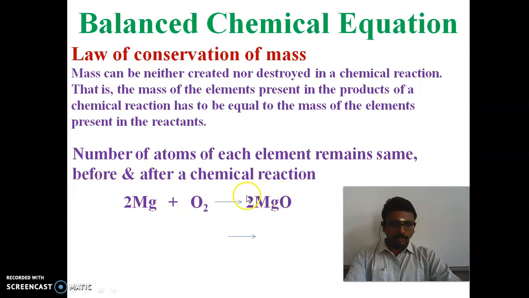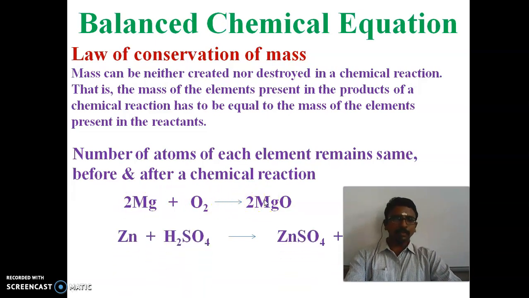In product also the magnesium has number of atoms 2. Oxygen is diatomic, O2. Here also, the number of atoms of oxygen is 2. So the equation is balanced. And one more example we will discuss.